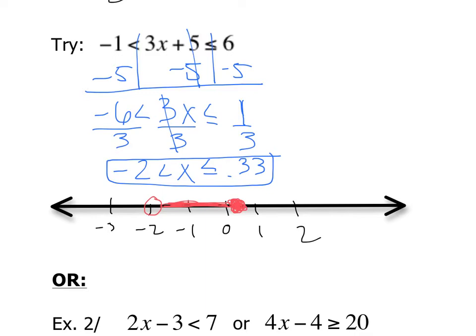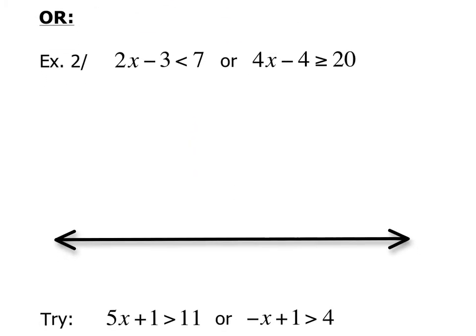Okay. Now let's look at the "or" ones. Notice how different these ones are. They look completely different. They're in two separate inequalities. You have one inequality or another inequality. This will tell you that when you go to graph them, they're going to be going in opposite directions. Okay? In this particular one, you have to solve them separately. So I need to solve this one, and I need to solve the other one.